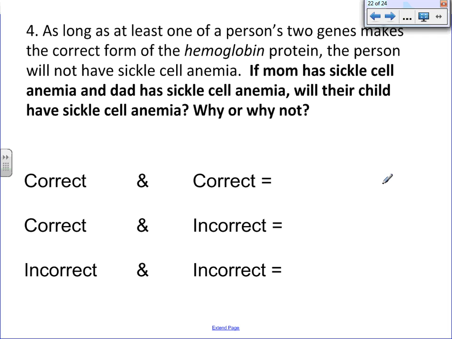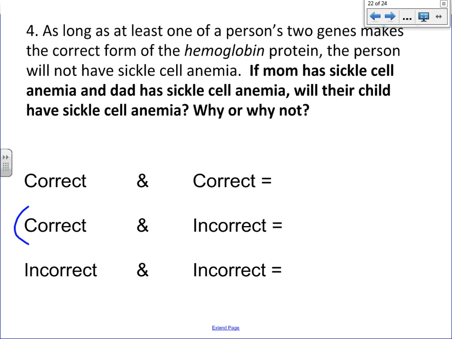You can make the correct form of hemoglobin and the correct form of hemoglobin, so both parents gave you the correct form. You can make the correct form and an incorrect form. So in this case, one parent gave you working hemoglobin, the other parent gave you non-working hemoglobin. Or you could also make the incorrect gene and make the incorrect gene because one parent gave you the incorrect copy and the other parent also gave you the incorrect copy. Those are the only three combinations that possibly exist. All right. The only one that's commonly confused is this option right here.